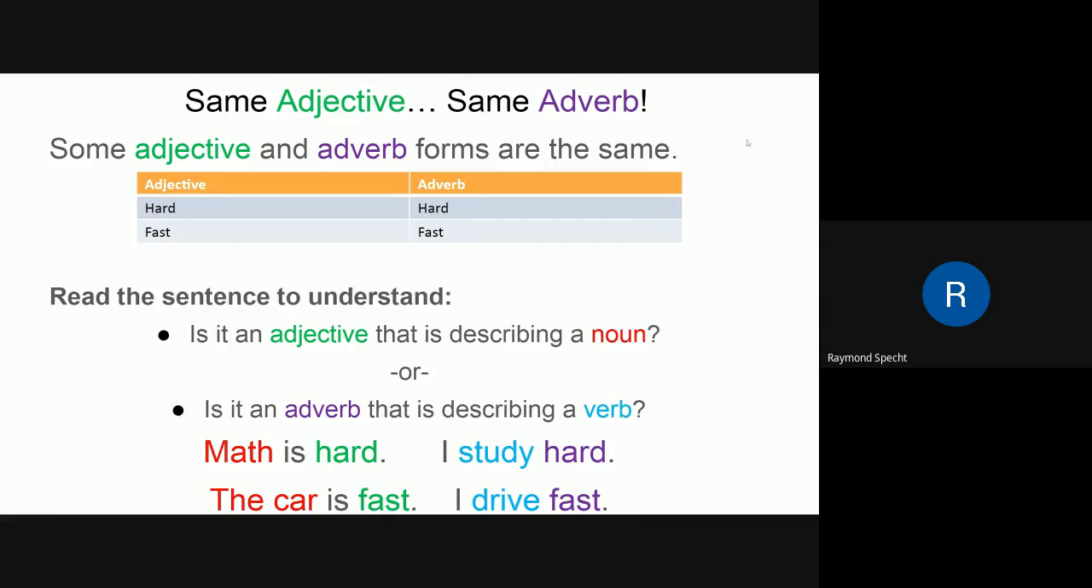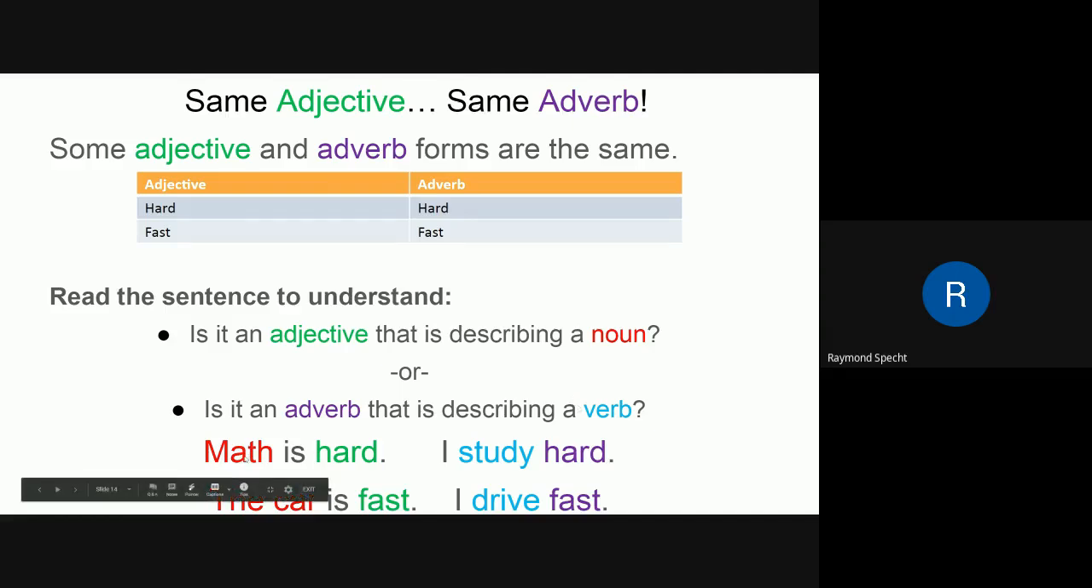All right. Same adjective, same adverb. Some adjective and adverb forms are the same. For the adjective hard, the adverb is hard. For the adjective fast, the adverb is fast. Read the sentence to understand. Is it an adjective that is describing a noun, or is it an adverb that is describing a verb?